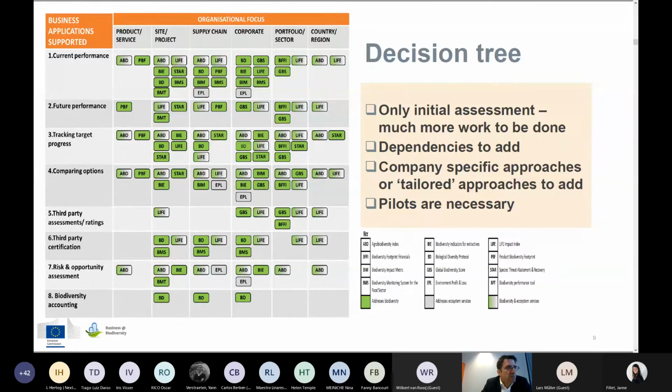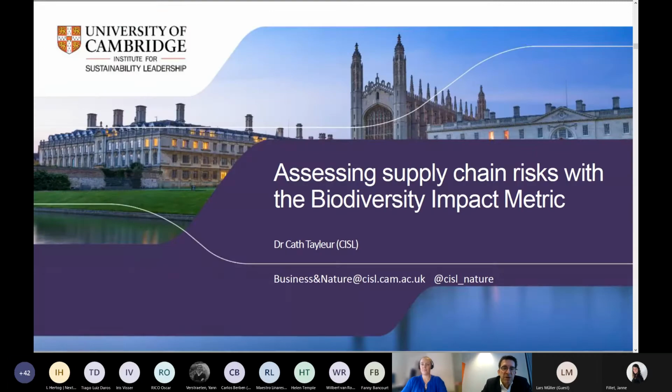Now it's my pleasure to give the floor to the first presenter of this afternoon, Cath Tayleur from the Cambridge Institute of Sustainable Leadership, who will give a presentation on the Biodiversity Impact Metric. Cath, over to you, please.